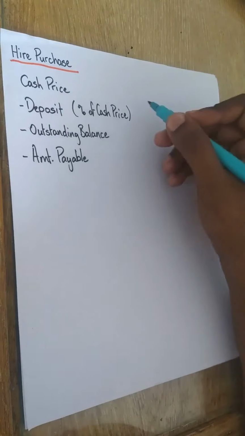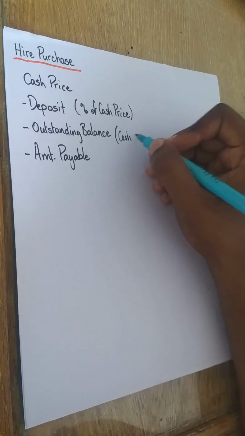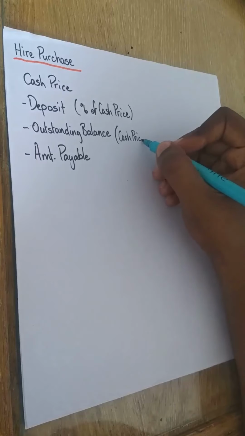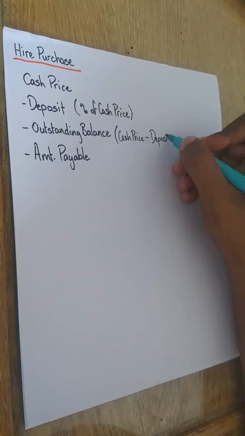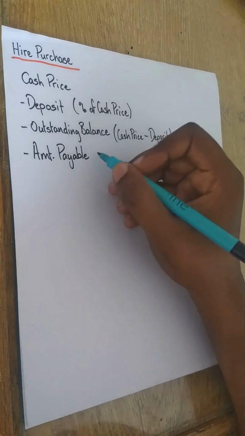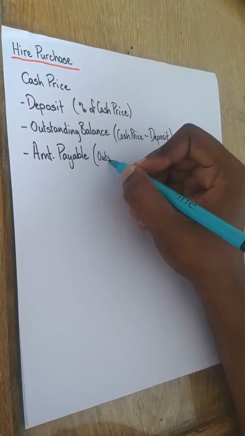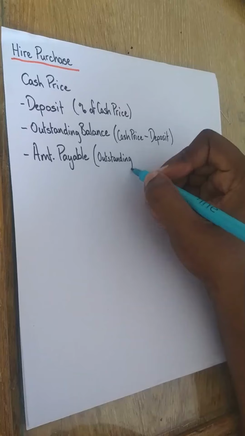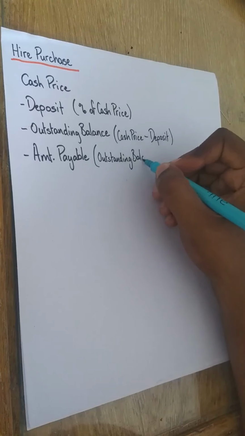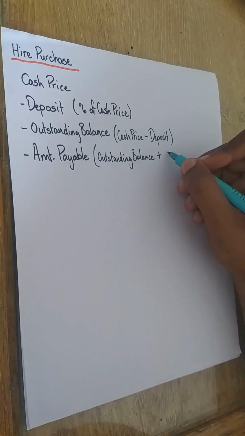So as I said, your deposit would be some percentage of the cash price. The outstanding balance is that cash price minus the deposit, and the amount payable is the outstanding balance plus some interest, and that interest is usually a percentage.